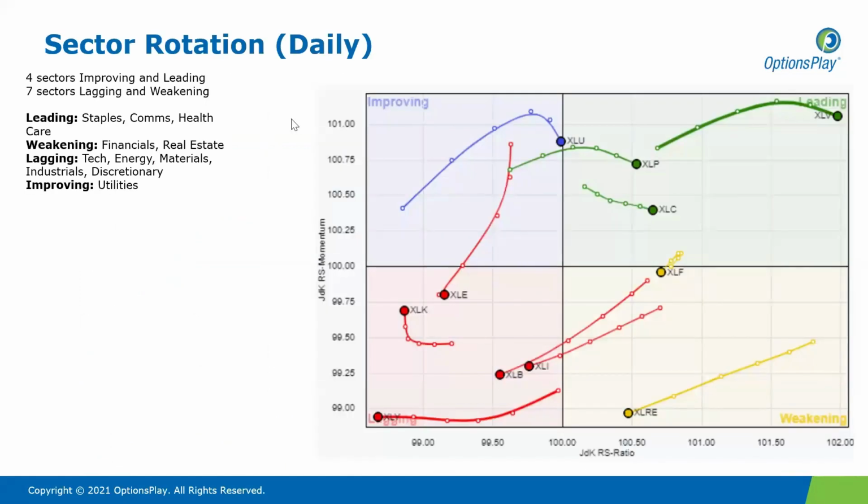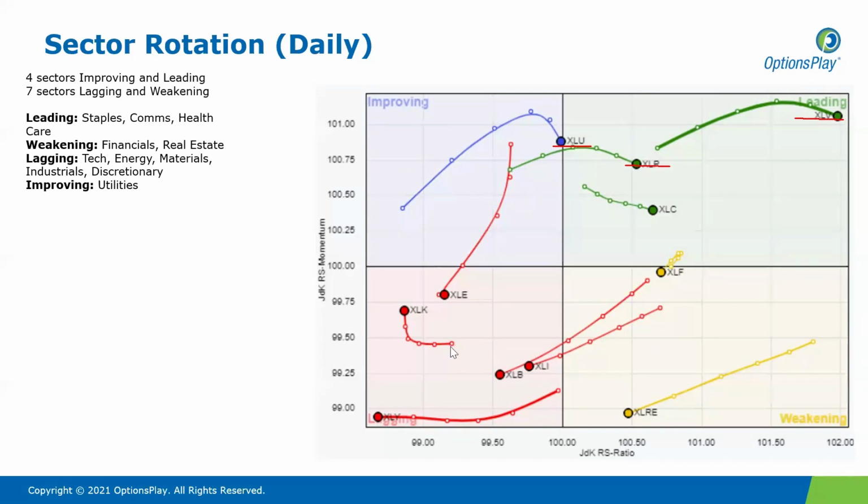Moving on to sector rotation, we have 4 sectors in the improving and leading categories. We have 7 in the lagging and weakening categories. So in the leading category, healthcare, staples, communications, and utilities pretty much in the leading category as well. So we do have our 3 defensive sectors all actually performing quite well. There's definitely a bit of a movement towards risk aversion. So that's why we are seeing that little bit more rotation towards these defensive sectors.